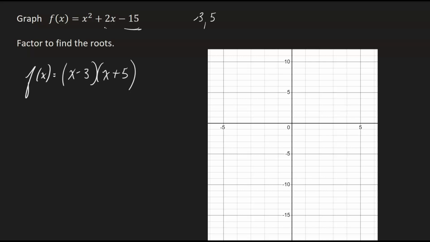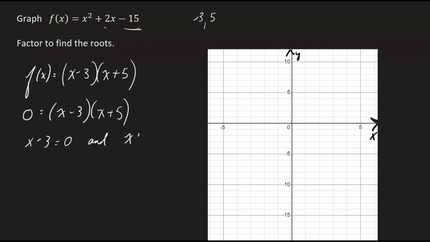When we set this equal to 0, because we are finding the roots along the x-axis, the y value is 0 for roots, so we set it equal to 0. And x minus 3, sorry, it's minus 3. Better be careful. x plus 5. Set each one equal to 0. x equals 3 and x equals -5.